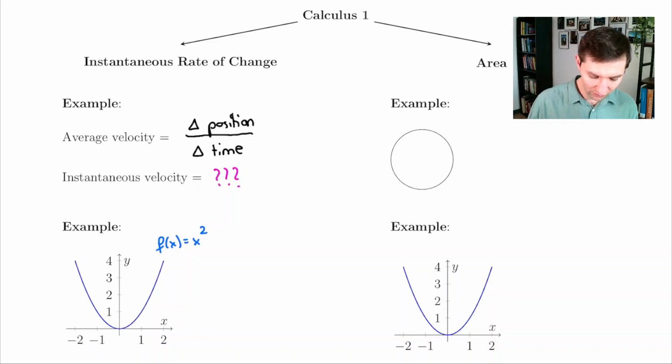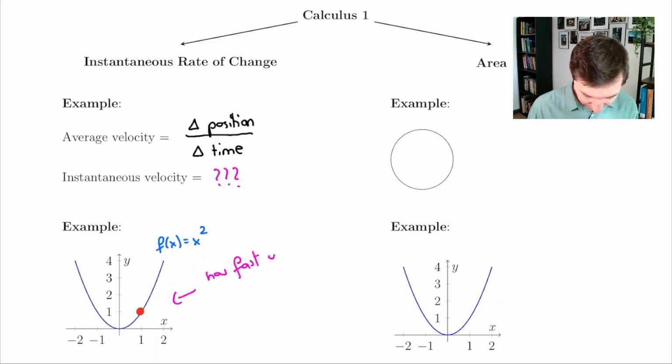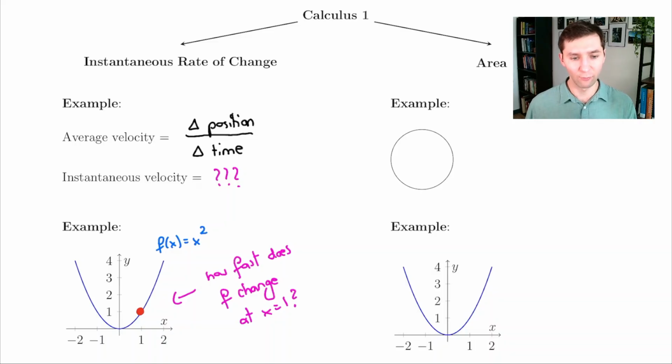For example, choose x equal to 1. X equal to 1 corresponds to the red point I just added to the graph of my function. Now, you might want to know how fast does f change at x equal to 1? Calculus 1 will answer this question.